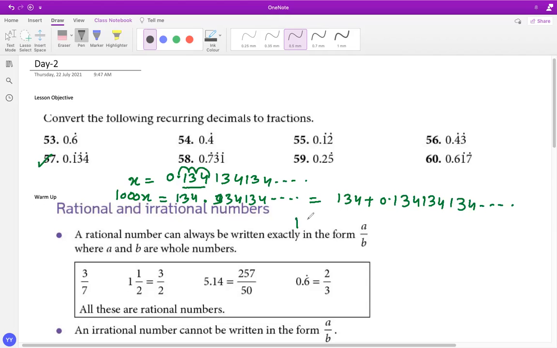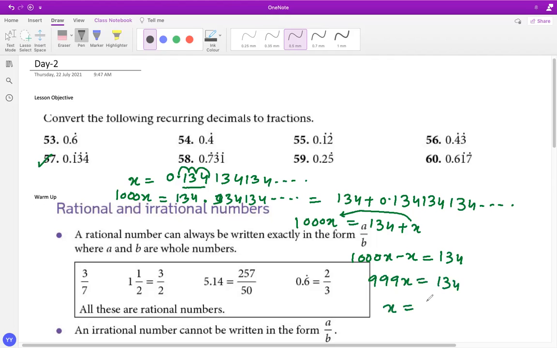So 1000x equals 134 plus x. Now bring this x to the left, so you get 1000x minus x equals 134. So you get 999x equals 134, and x equals 134 over 999. So that's how you do this recurring decimal.